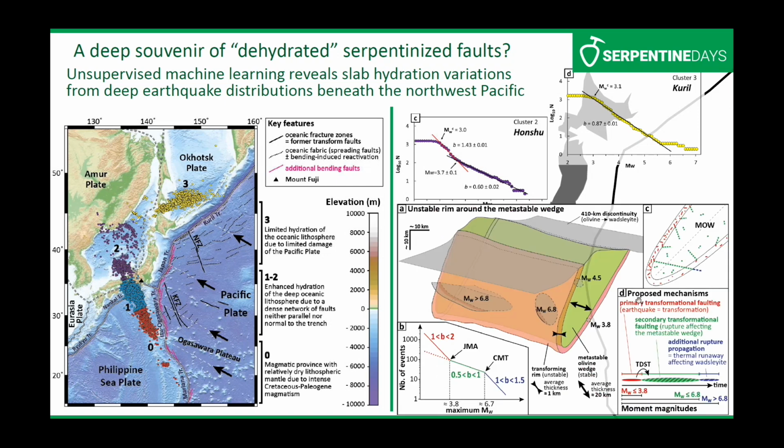This magnitude of 3.8 corresponds to less than 1 kilometer, and so this would be the thickness of the unstable rim around the metastable olivine wedge. And the 10 kilometers of the full thickness of this wedge actually corresponds to the magnitude of 6.7 that was found by Tsai in 2017 using the full CMT catalog.